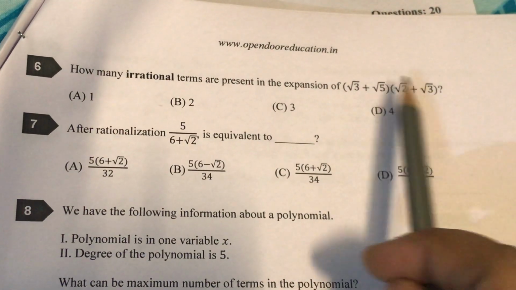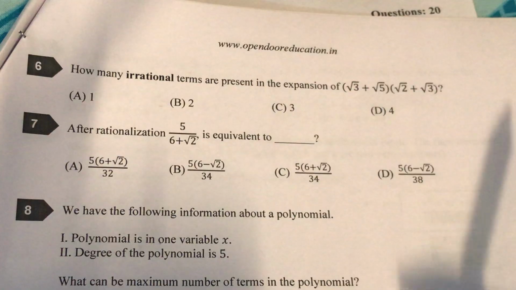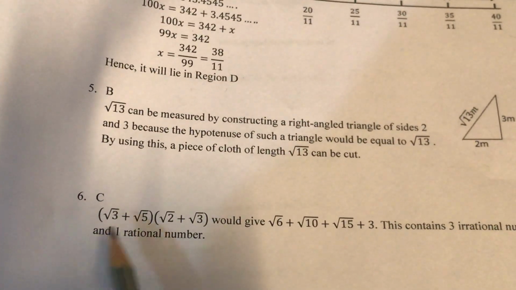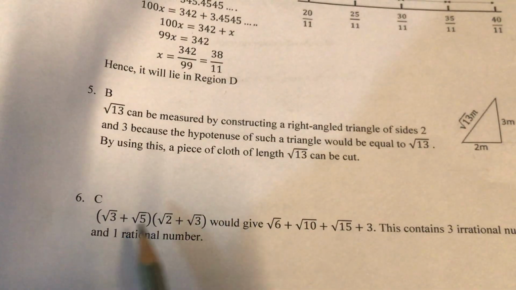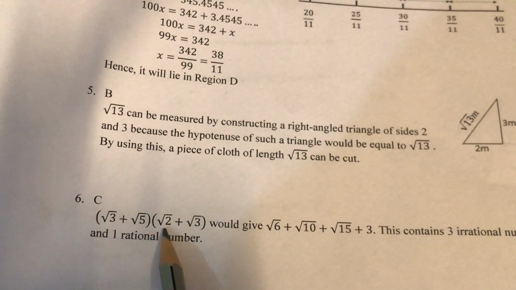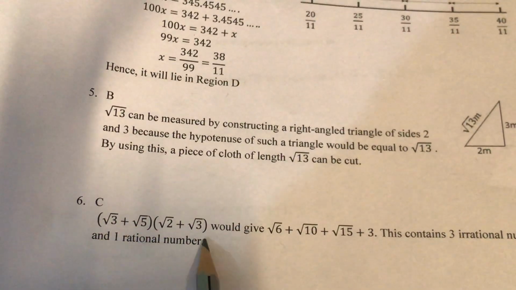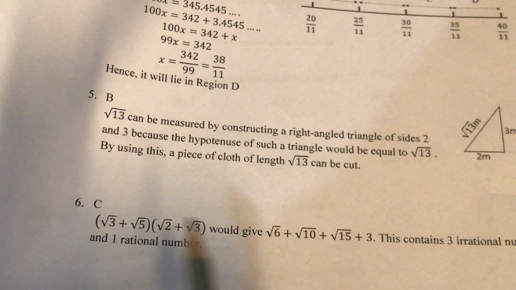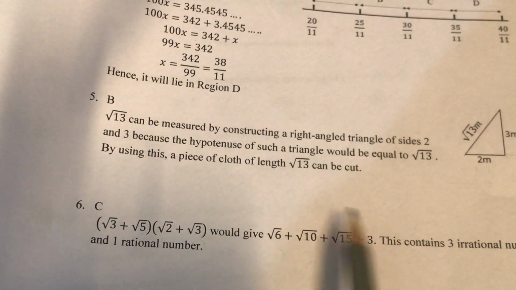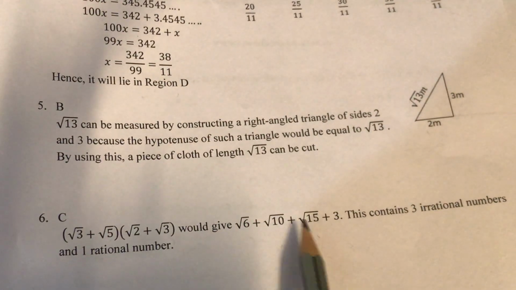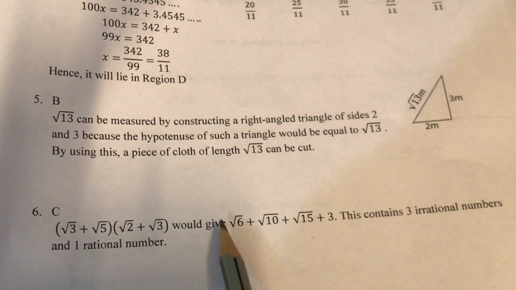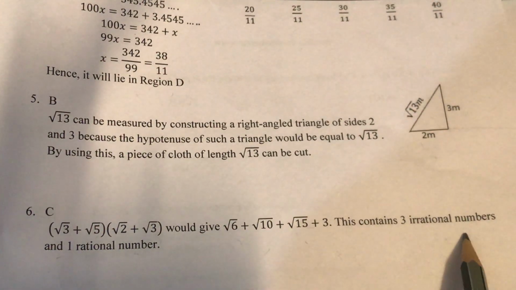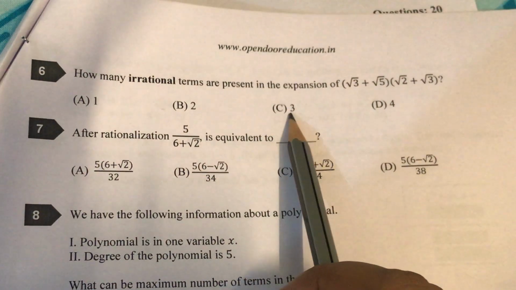Whenever you get a question like that, using the distributive property, expand this like I did over here. If you can see that this is the question, root 3 plus root 5 and root 2 plus root 3. Now if you expand this, then root 3 into root 2 will give you root 6. Then root 3 into root 3 will give you root 9, which is 3. Root 5 into root 2 is root 10. And again root 5 into root 3 is root 15, right? So this is the expansion of this. Now this contains how many irrational numbers? 1, 2, 3. So the option is 3, and this 3 is my rational, therefore 1 rational number and 3 irrational numbers. So the option is 3, C.